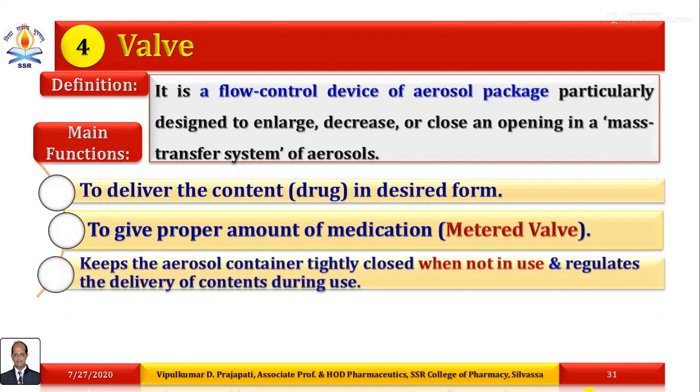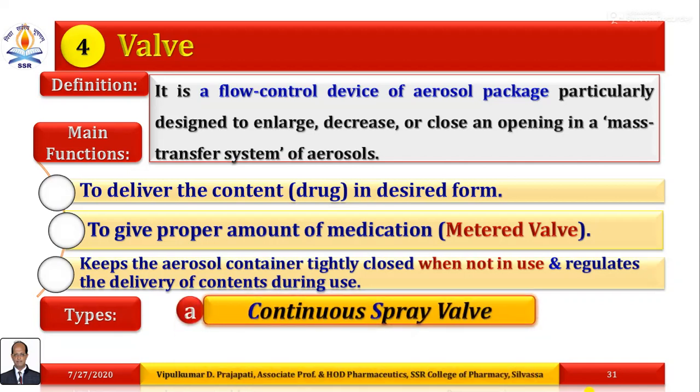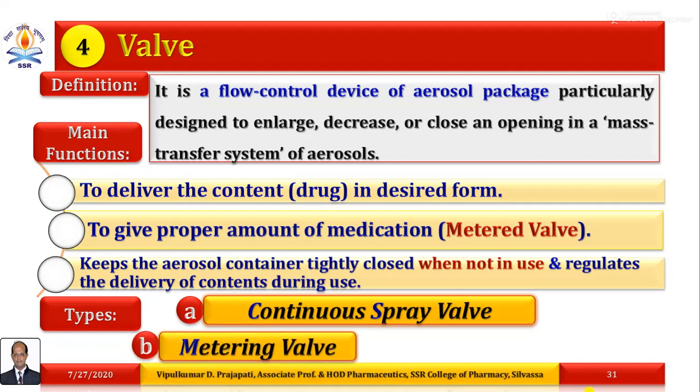Third, keeps the aerosol container tightly closed. So this is the main function of the valve, keeps the aerosol container tightly closed when not in use and regulates the delivery of contents during use. What are different types of valves? The first one is continuous spray valve, metering valve, this is the second type, and third is foam type valve.